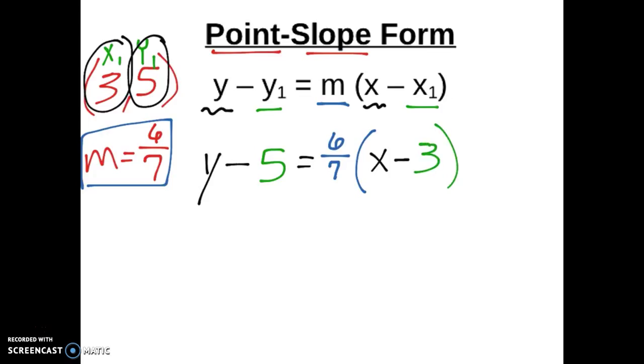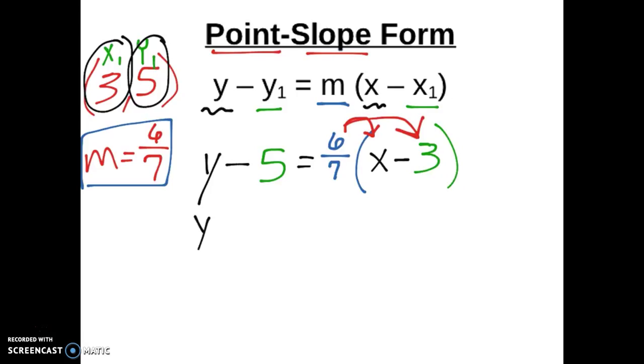Okay. So if all they ask you to do is just to write it in point slope form, then you're done at this step. Most of the time, however, they want this to be turned into slope-intercept form, which we talked about just a moment ago. So in order to do that, you're going to have to do two things. First of all, you have to distribute your slope through the parentheses. Okay, so let's go ahead and do that first.